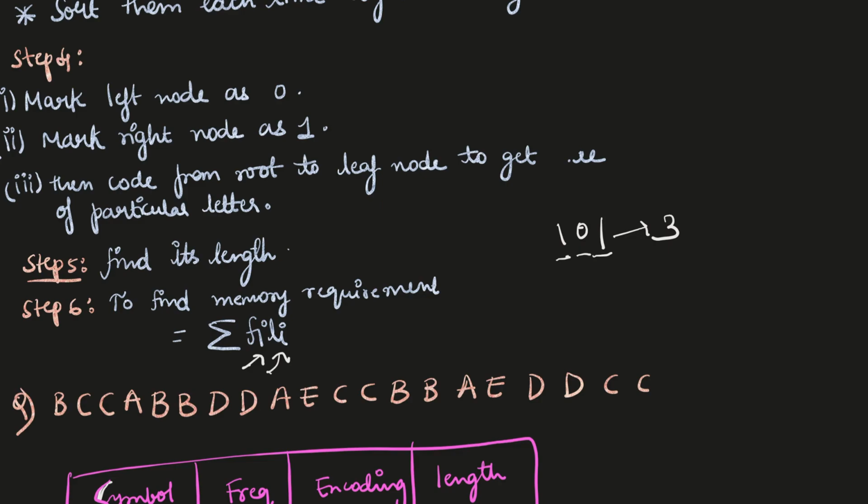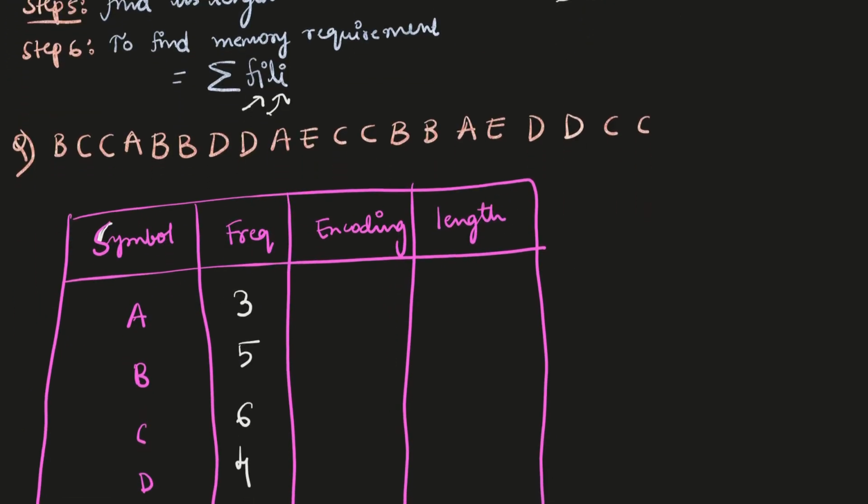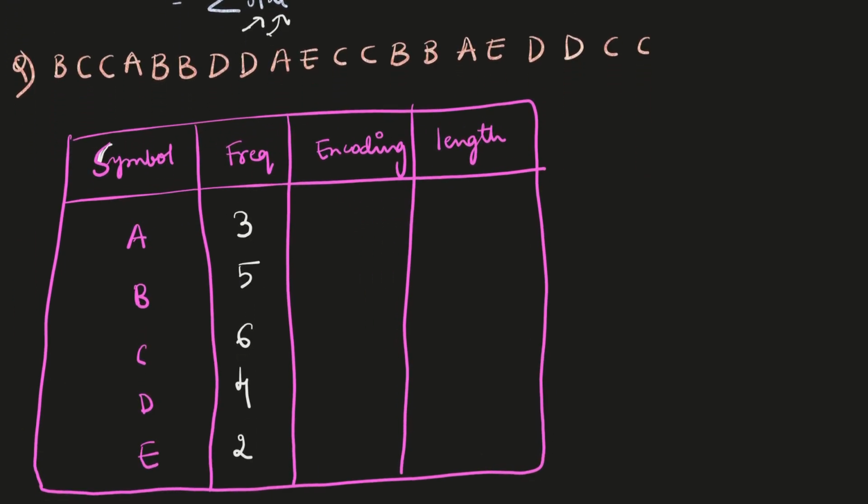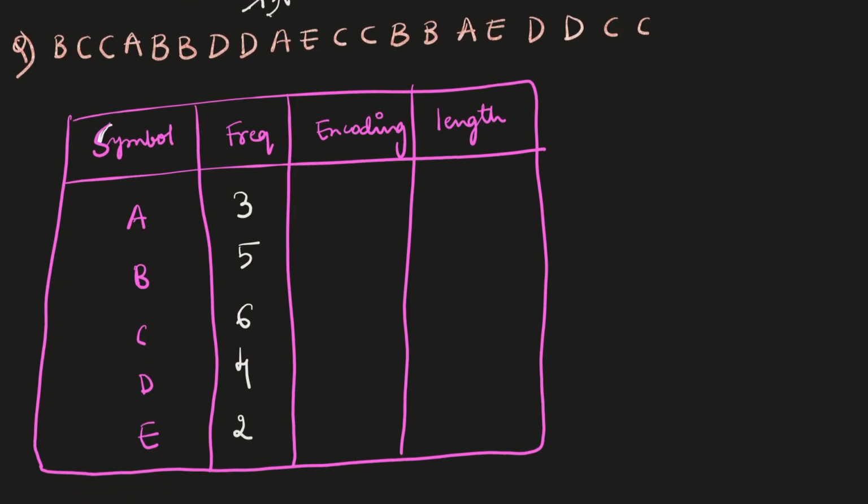Now let us understand this based on a question. In this particular question, I have written down what all things are required. The symbols are A, B, C, D and E, and the frequencies are as follows. Frequency is nothing but the number of times the particular letter is repeated. So here A has a frequency 3, that means 1, 2, 3. So A has occurred 3 times in the message. All you need to do is fill in all the other things based on that.